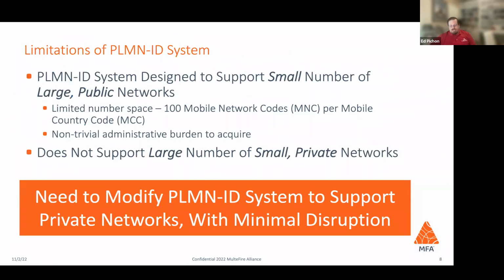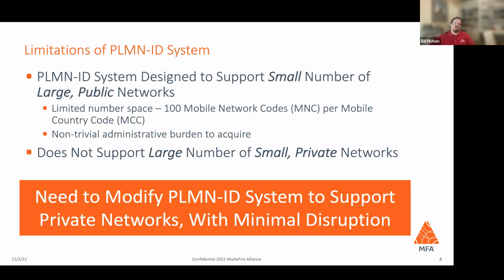Now, the PLMN ID system, as I mentioned, has been around for a while, and it works really well, but it was designed to support a small number of large public networks. That's what the system was designed to do, and it does that quite well. But it does have some issues when you try and support a large number of small private networks. The system's not designed to handle that because we have a fairly limited number space.